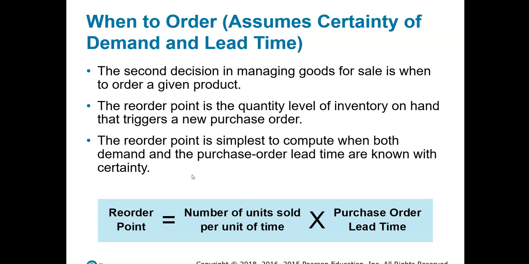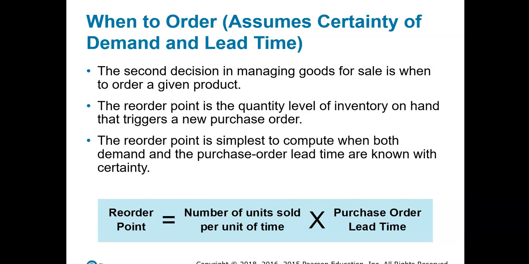So let's say I sell 100 bottles of Coke a day, and it takes me 3 days to get those bottles of Coke in from the time that I place the order to the time that Coke delivers. Then I'm going to sell 100 per day times 3 days. So I'm going to place a new order when I get down to 300 bottles. Once I'm down to 300 bottles, I know that I want to place a new purchase order, because in the time it takes me to get that new delivery 3 days from now, I'm going to sell 100 bottles per day for each of the next 3 days. So that's how we use the reorder point.